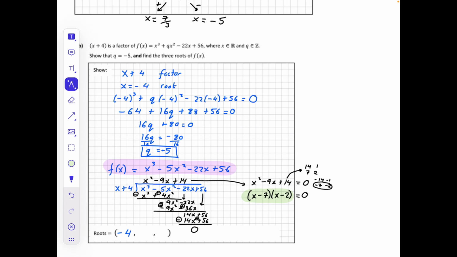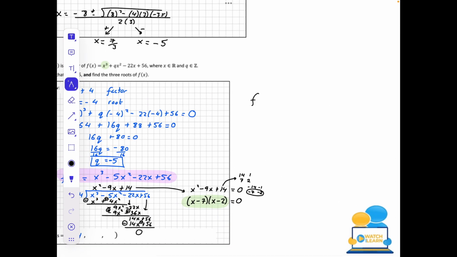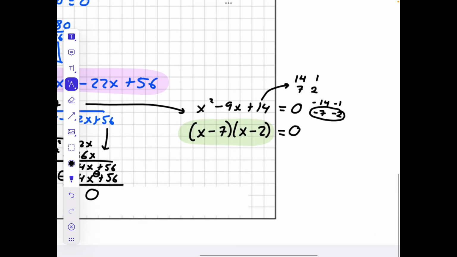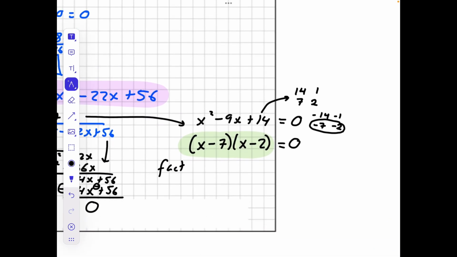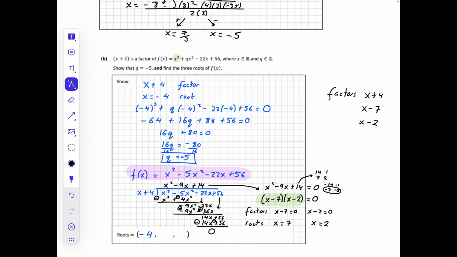So it told us in the question that x plus 4 was a factor. Because this is a cubic, it will have 3 factors. Our factors now are x plus 4, we have x minus 7 and x minus 2. We can now make this into roots, so we have our factors. We can change those into roots. So we now have all our roots.